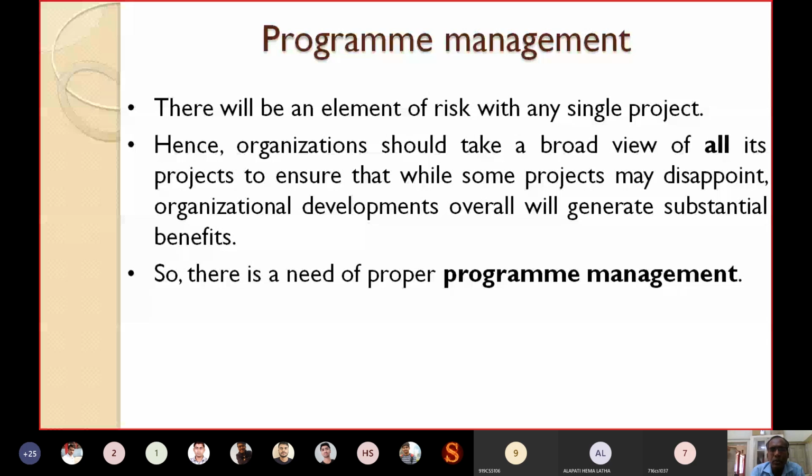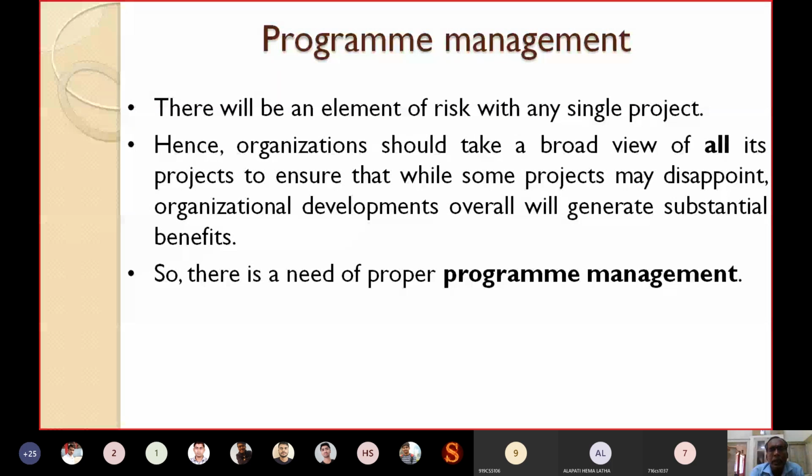So what is the need? There's a need of proper program management, not just managing one single project. How can you manage a number of projects that an organization is handling? So before going to discuss program management, let's see what is a program. In my first class, I had told you what is a project, but now I am saying a program. So what is a program? How are the program and the projects different?